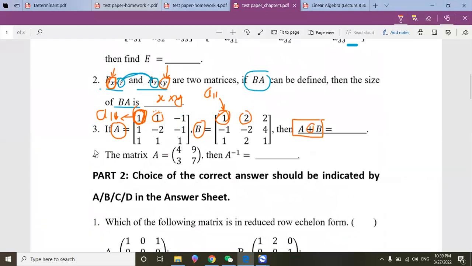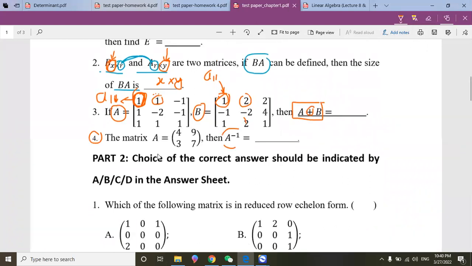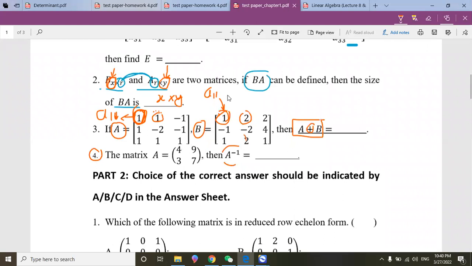So let's see how we can find the inverse matrix. Question number 3. So we have a matrix of 4, 9, 3, and 7. So now we need to find the inverse matrix. Okay, let me use my mouse pad. So we have 4, 9, 3, and 7.